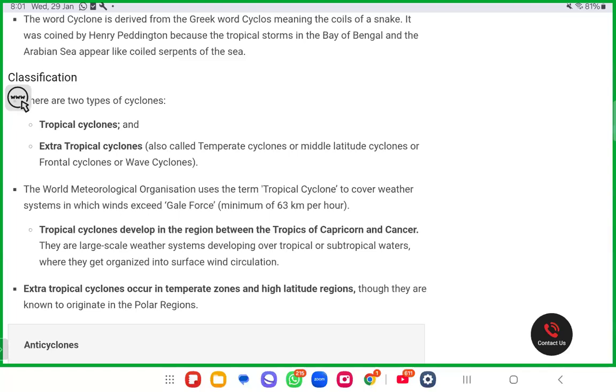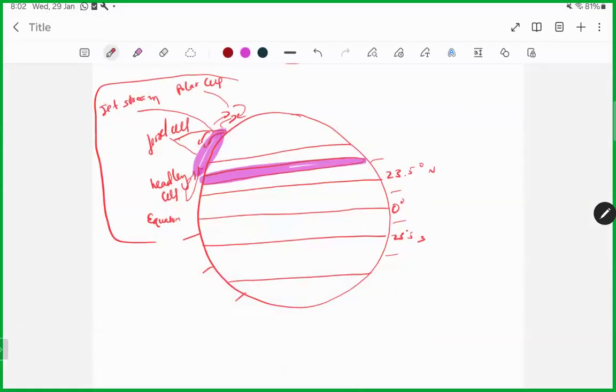I want you to remember one small thing, that winds always blow from high pressure to low pressure zone. The only difference between them is that it occurs in different places, and here the jet stream also comes into play because it also deflects the winds into different directions.